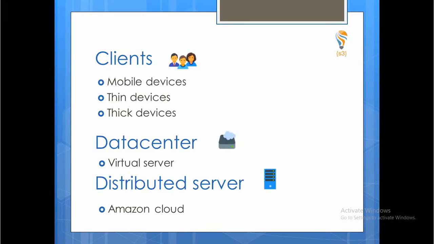There are three types of clients in cloud computing. First one is mobile devices. Mobile devices include PDAs or smartphones like BlackBerry, Windows Mobile smartphone, or an iPhone. Second category is thin clients.